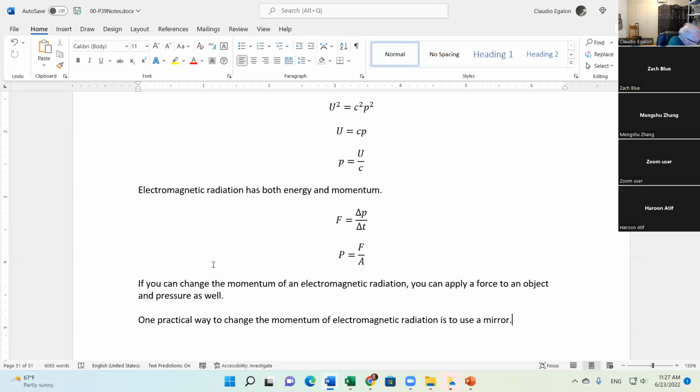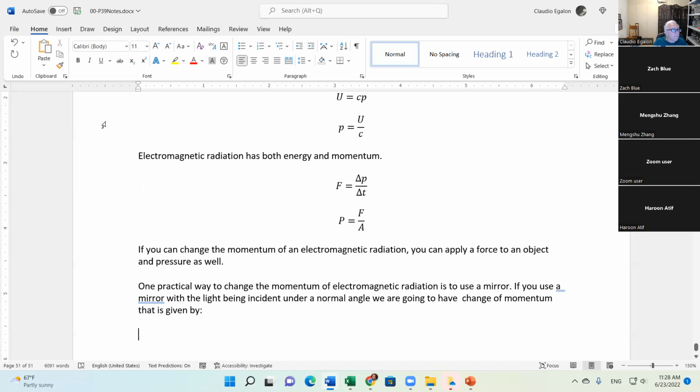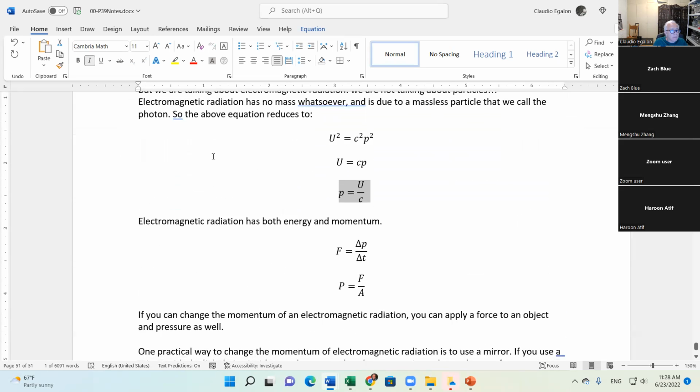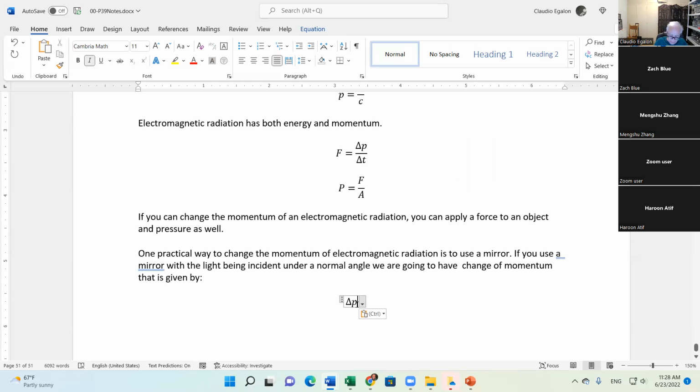Okay, so if you use a mirror, with the light being incident at a normal angle, we are going to have a change of momentum that is given by delta P. Delta P is going to be P final minus P initial.